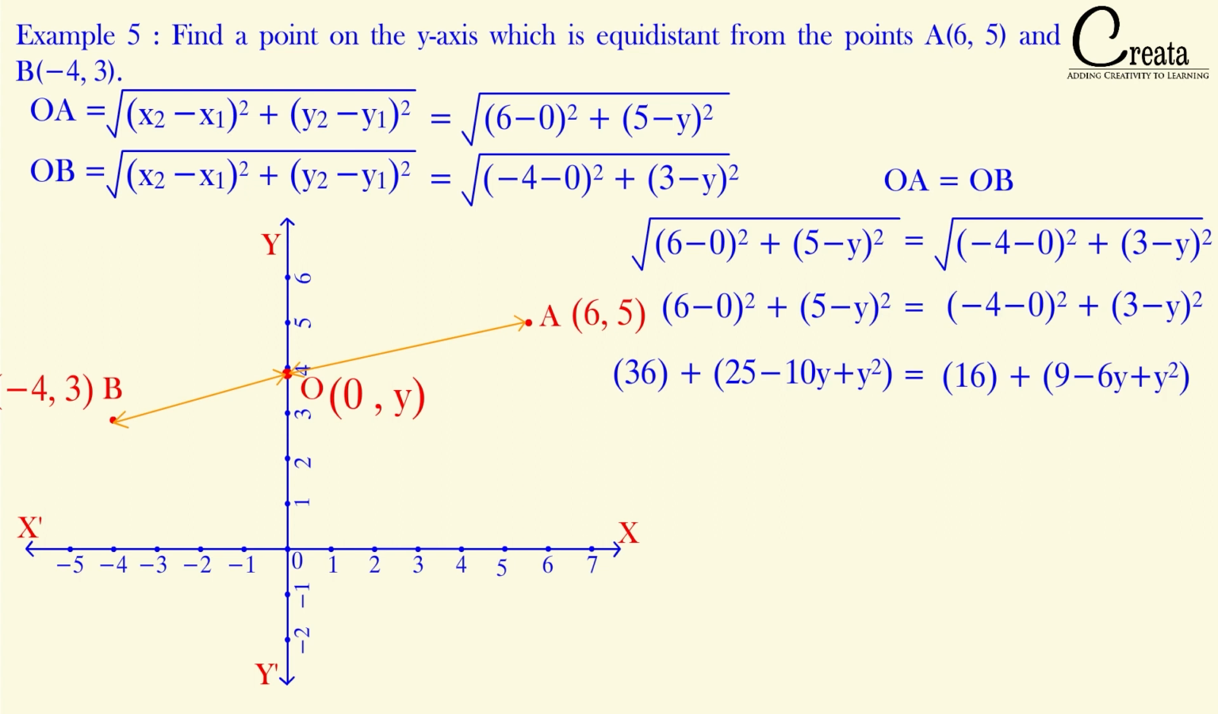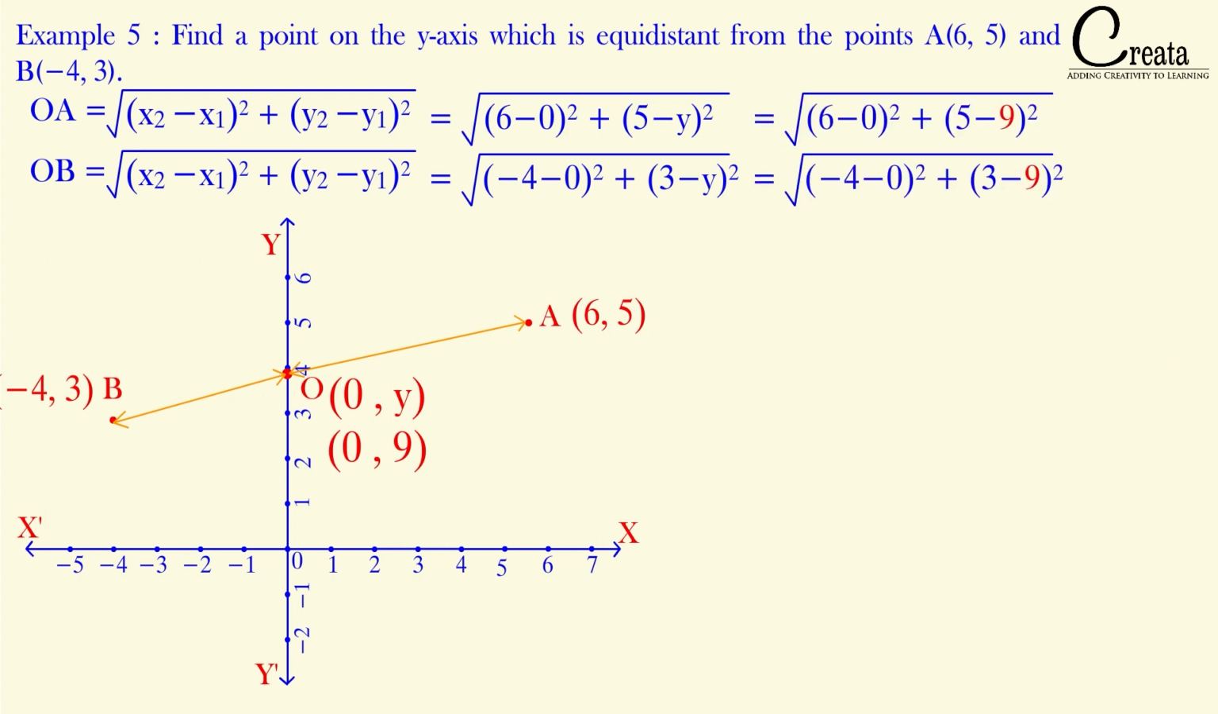Let's open the square. We have used (a minus b) whole square, a square plus b square minus 2ab. Y square will cancel out. On solving, we got y as 9. So now we can easily find the coordinate of point O, which is 0, y. So the coordinate of point O is 0, 9. That is the answer. From the coordinate 0, 9, the points A and B will be at equal distance. You can cross check. You can put the value of y, which is equal to 9, in OA and OB. Both will be equal. That is root 52. That is the answer of the question.